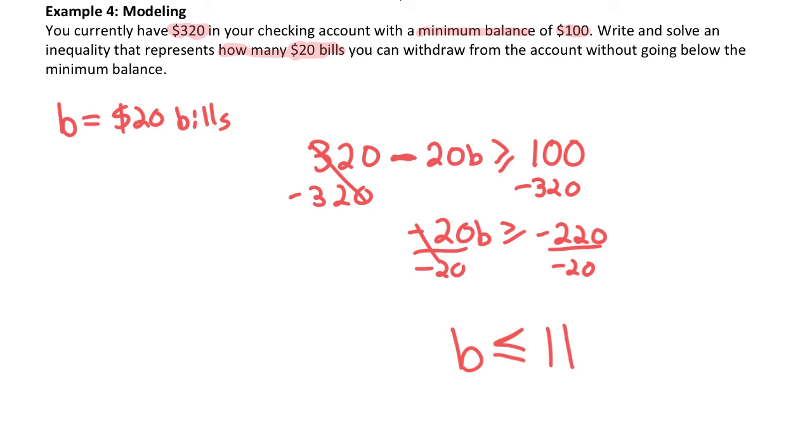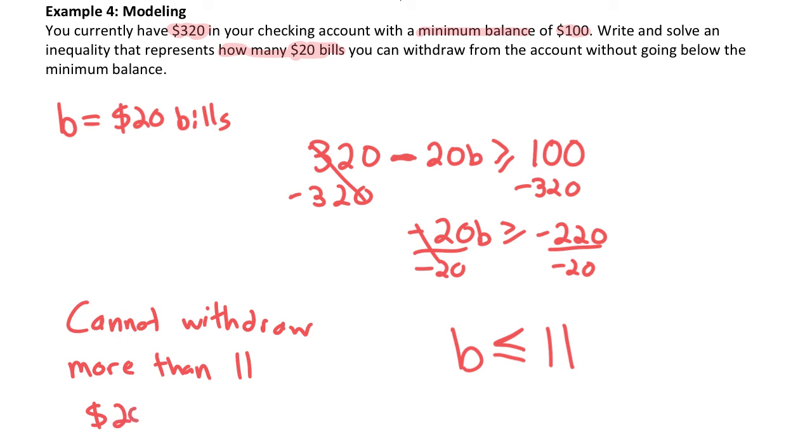So, to not go below my minimum value, I cannot withdraw. It's important that you write this because we're translating this to English now, to a verbal answer. So we cannot withdraw more than 11 $20 bills. Okay, so it's understanding what kind of expression you write, what minimum means, what maximum means, no more than, no less than. It's important to understand those things.